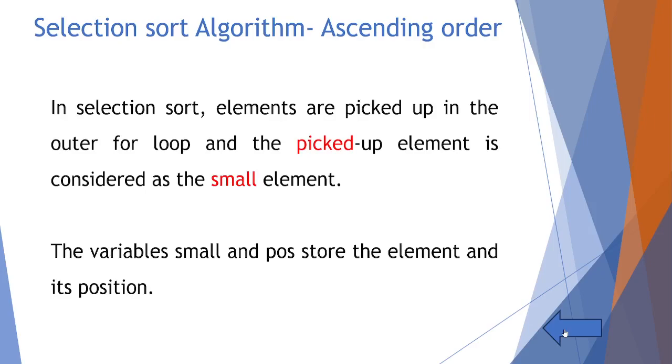In selection sort, elements are picked up in the outer for loop, and the picked up element at each pass is considered as the small element. Whatever is the outer loop element is considered as the small element. And the variables small and position store the element and its position in the outer loop.